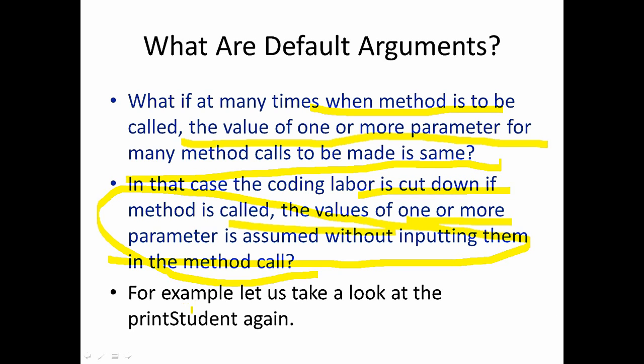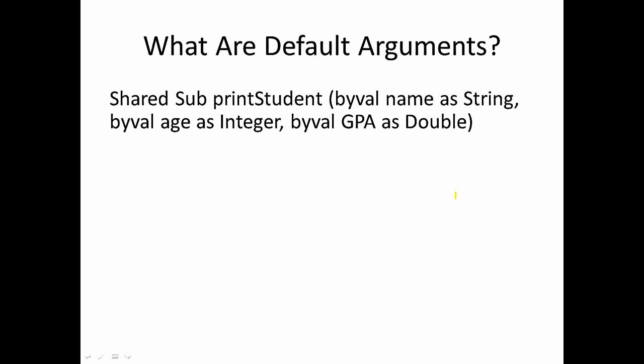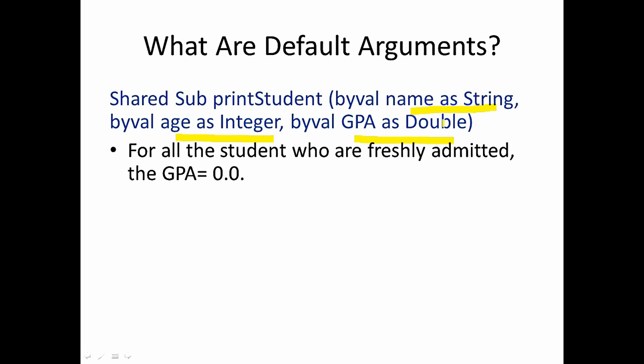For example, let us take a look at print student again. So we're going to demo what we are trying to say here. That's the method header or first line. Name as string, age as integer, GPA as double. These are the three arguments passed to the method. Now this is the reality of colleges, that students who are freshly admitted in the first semester, the GPA is 0 because they have not taken any classes yet.